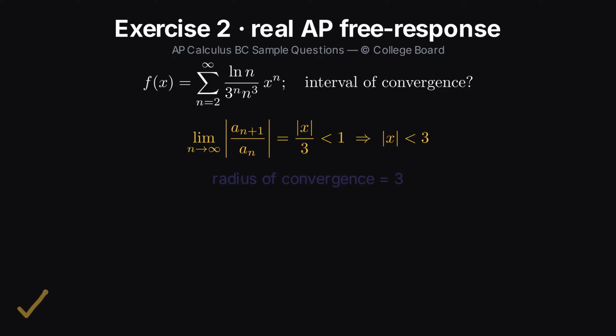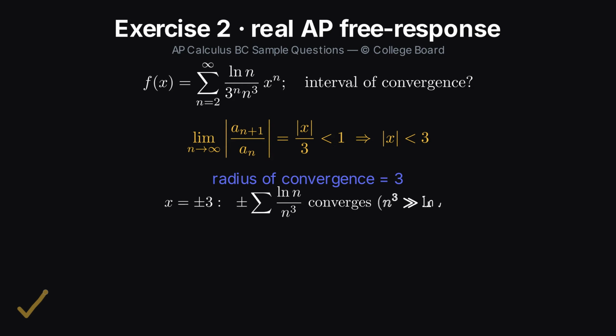Form the ratio of the n plus 1 term to the n term. The log and the n cubed parts each approach 1, the 3 to the n leaves behind a factor of 1/3, and you're left with the absolute value of x over 3. Set that less than 1, the absolute value of x is less than 3. The radius is 3. Now check the endpoints.